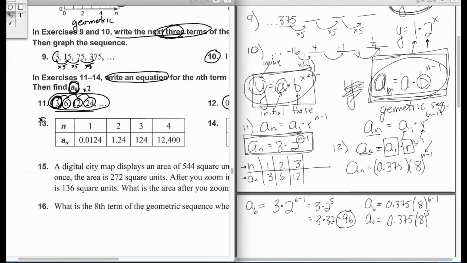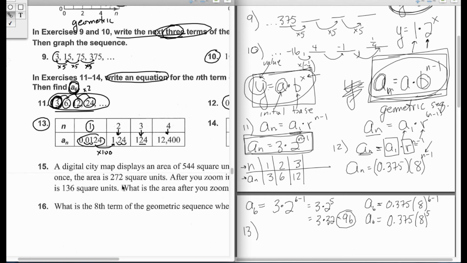Okay, same thing here, number 13. Here's the first term. Here's the second term, third term, fourth term. I hope you see that the decimal point moves over 2 places each time to get the next number. You are multiplying by 100.